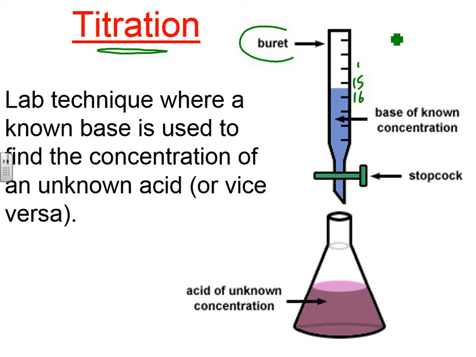In this case, if you put a base in there, you put your known in the burette, and then your unknown goes in the flask below. In this case, the acid is unknown. And you do a little titration, and you'll use an indicator to indicate for you when the reaction is over. And then you can calculate the concentration of your acid from your base and vice versa. So we'll do a few example problems to show you.